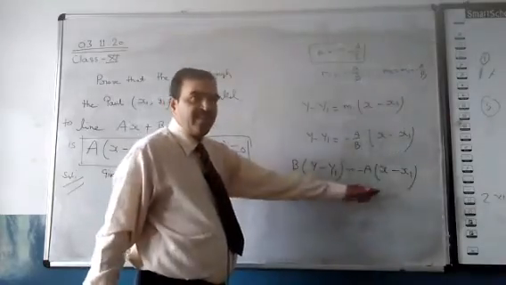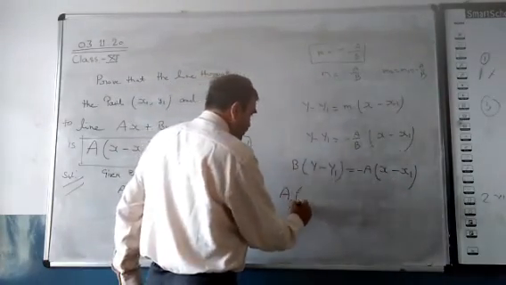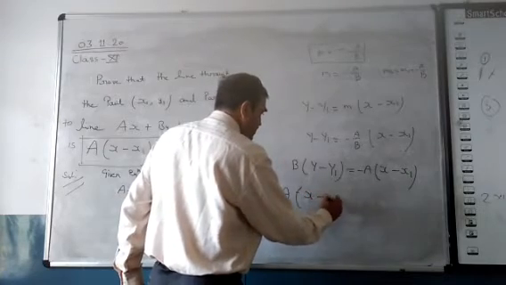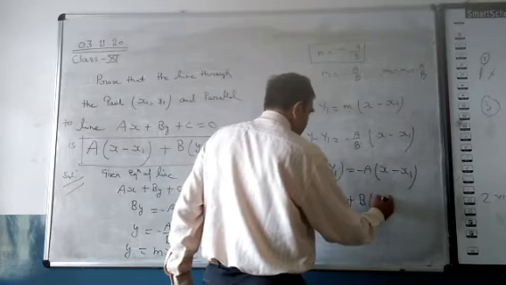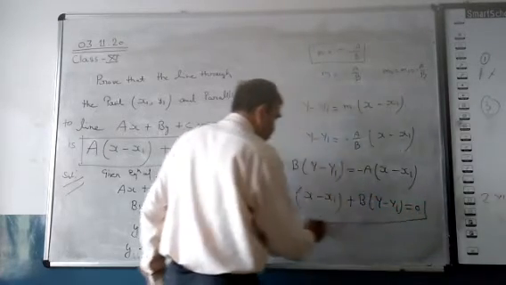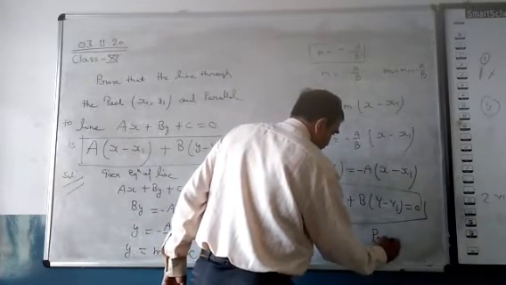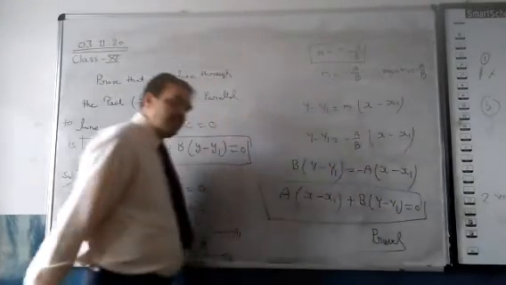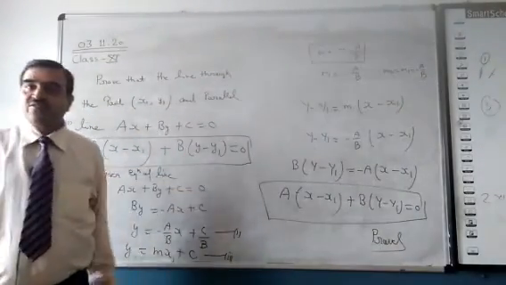Bringing this portion to the left hand side, we have a times x minus x1 plus b times y minus y1 equals 0. Proved. Hence a times x minus x1 plus b times y minus y1 equals 0.